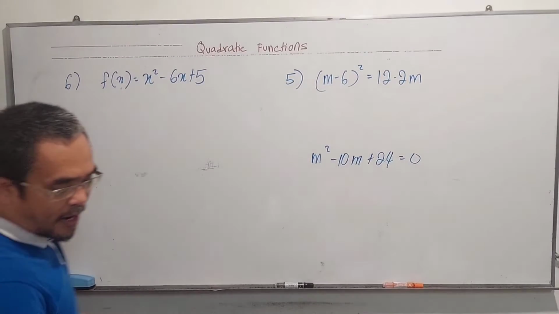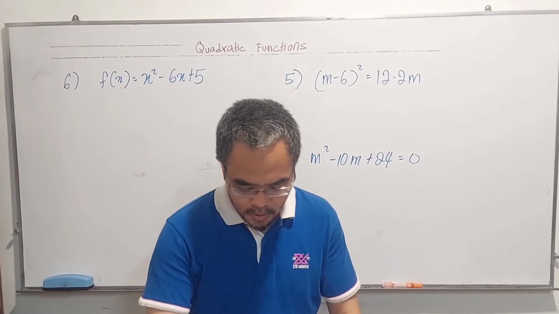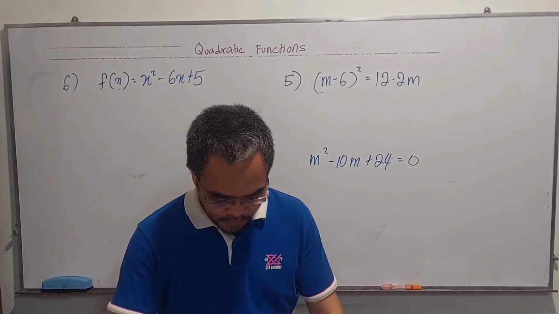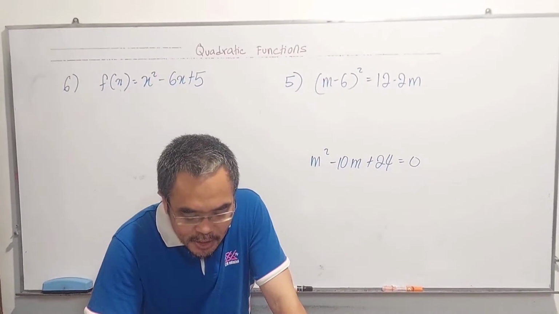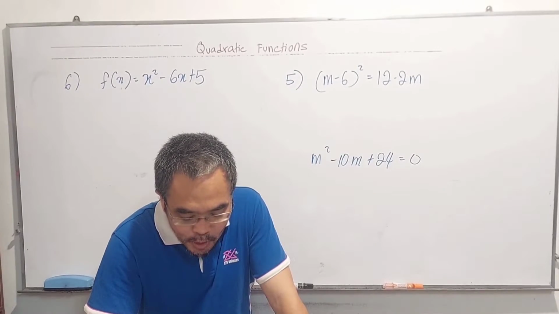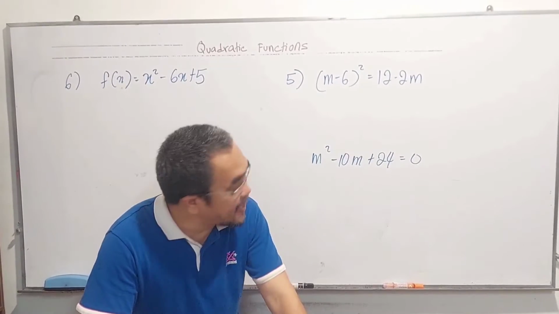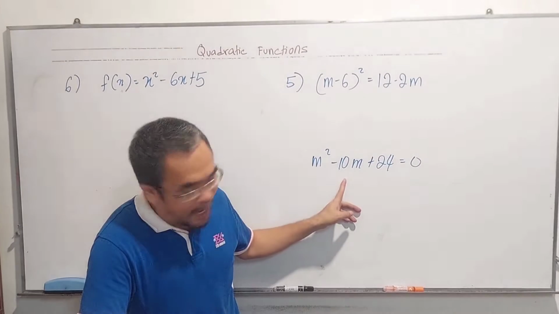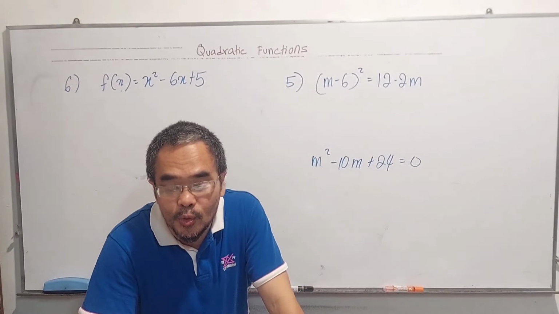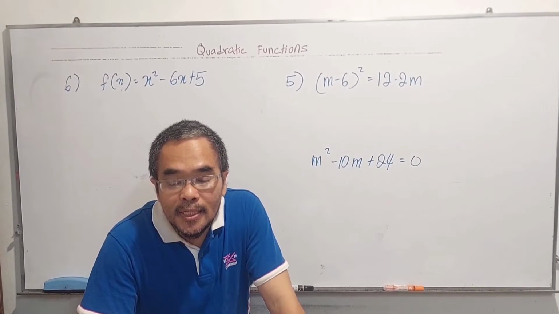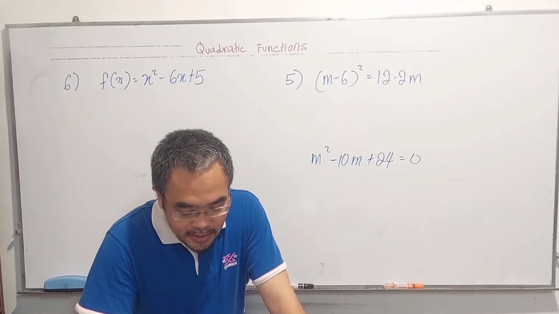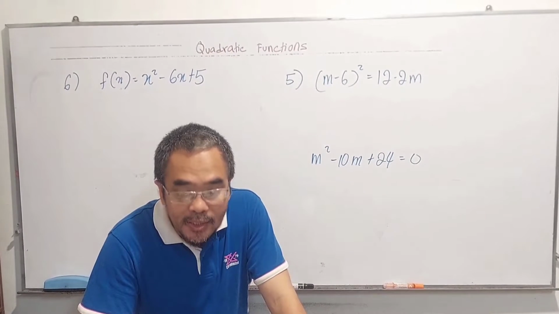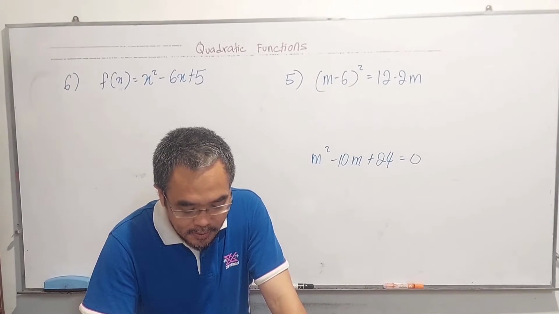Okay, question number 5. Show that the quadratic equation (m minus 6) squared equals 12 minus 2m can be written as m squared minus 10m plus 24 equal to 0. This is similar to question number 3 actually.